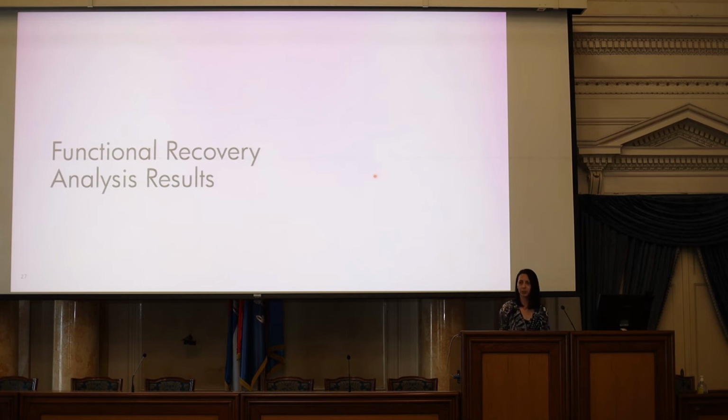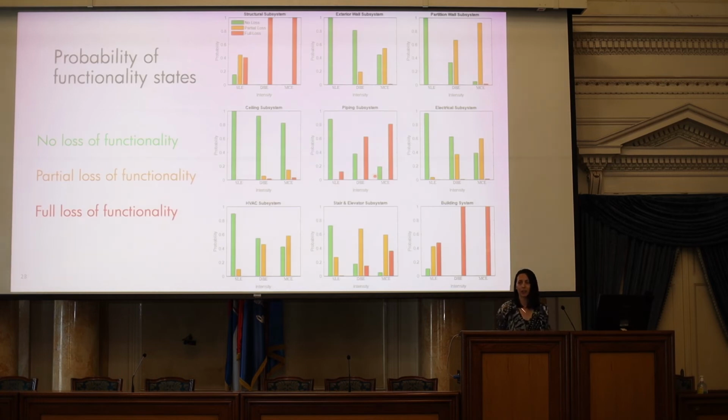So after doing damage assessment and plugging the damage data into our framework, we are going to get some results. So here I'm showing you the first set of results that we find very important. It provides us insight on the functionality of the building right after an earthquake, and it also tells us what is it that's problematic in the building that we are analyzing. So here we're looking at the probability of attaining different functionality states in a building, where green is no loss of functionality, orange is partial loss of functionality, and red is full loss of functionality.